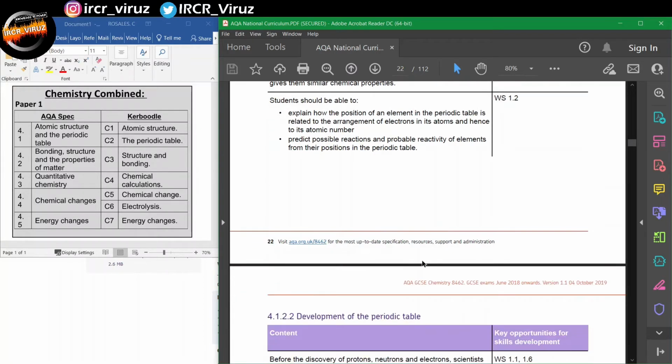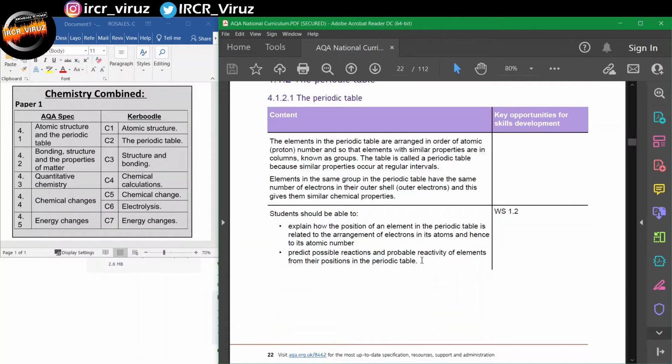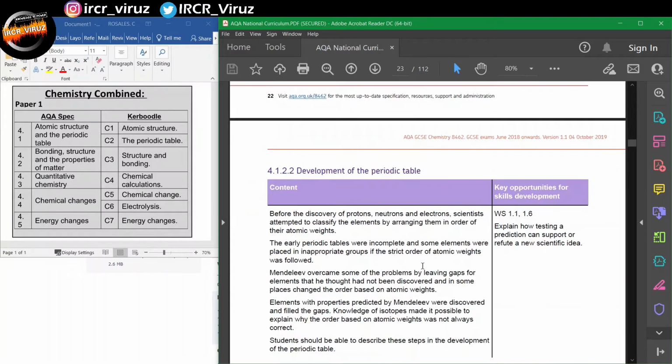Okay, now in group 7 it is the opposite. As you go up the group, the elements become more reactive because the atoms are smaller, so they're able to attract those electrons a lot easier. Okay, then we go into development of the periodic table.